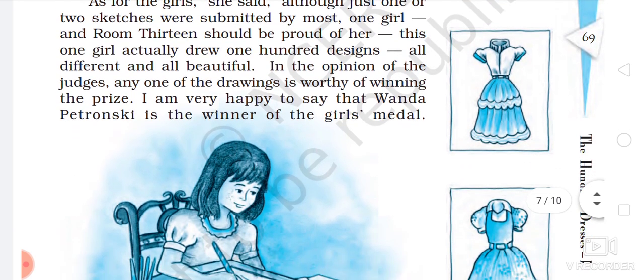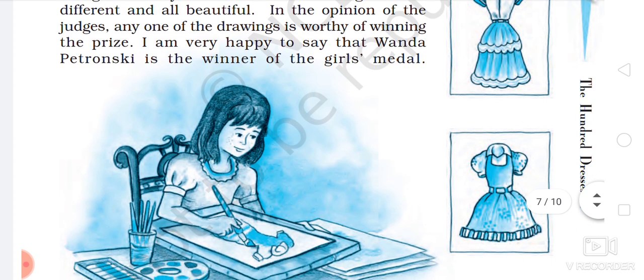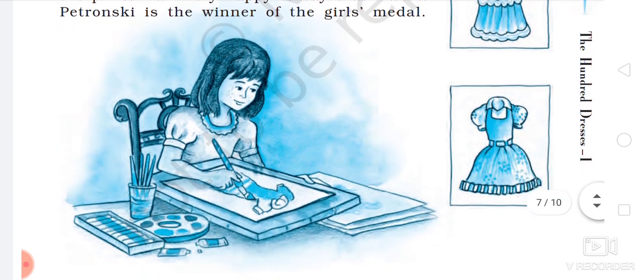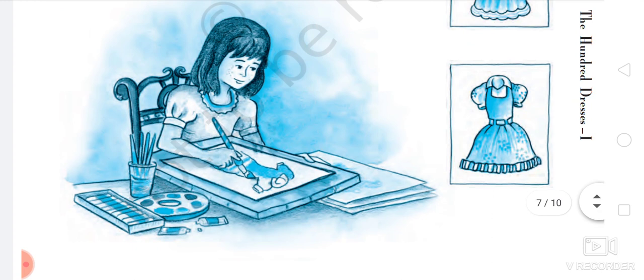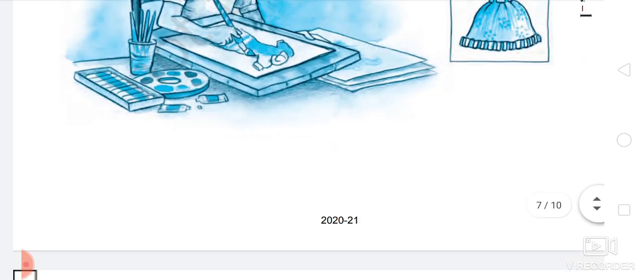Everyone knows that she could design well. But when the result was announced, it was Wanda who had won. Surprisingly, the girl whom they tortured a lot, teased a lot in the school, made fun of her, that silent girl who was absent that day in the school. So that girl was the winner. She had submitted not one or two designs, but 100.